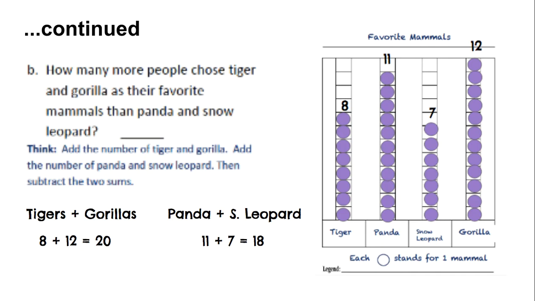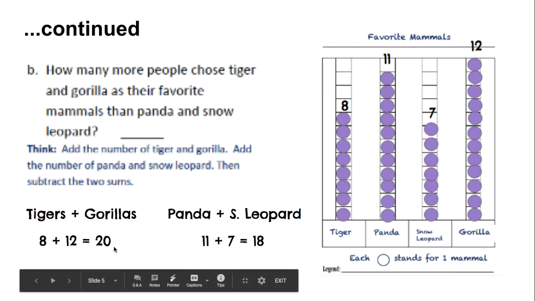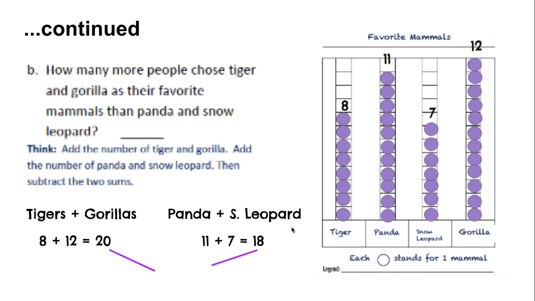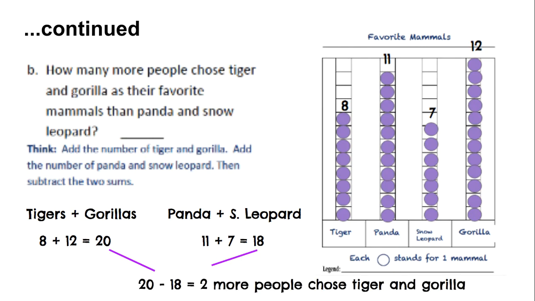All right, now we're not done yet. They're asking us how many more people chose tigers and gorillas than chose panda and snow leopard. We can see that this number is higher, so more people chose it. How many more people? Well, we put 20 minus 18. You should know that one in a snap. The answer is 2. Now, if you're in my class or any second grade class, you know how big we are on labels. So make sure that it's not just 2, it's 2 more people chose tiger and gorilla. All right, I'm sure you miss us making you label things and going crazy over that stuff.